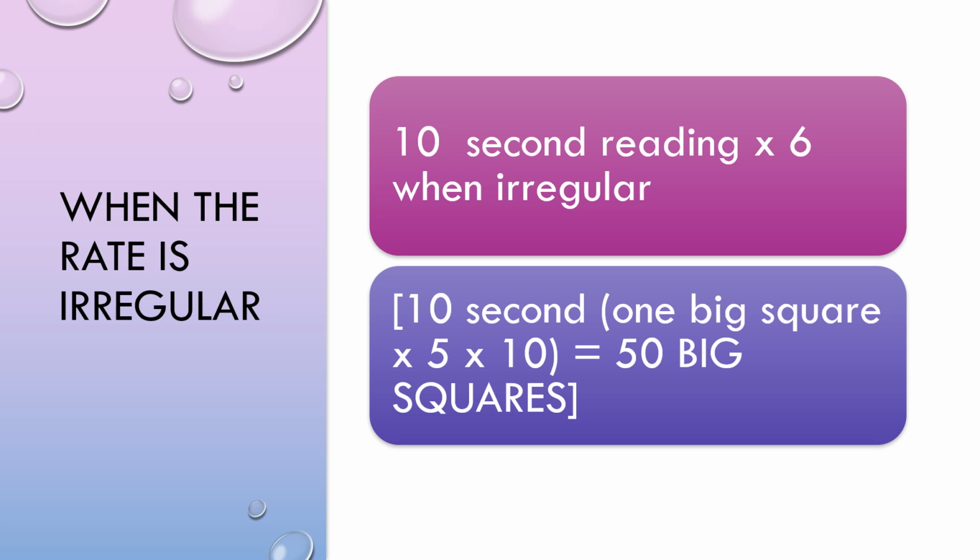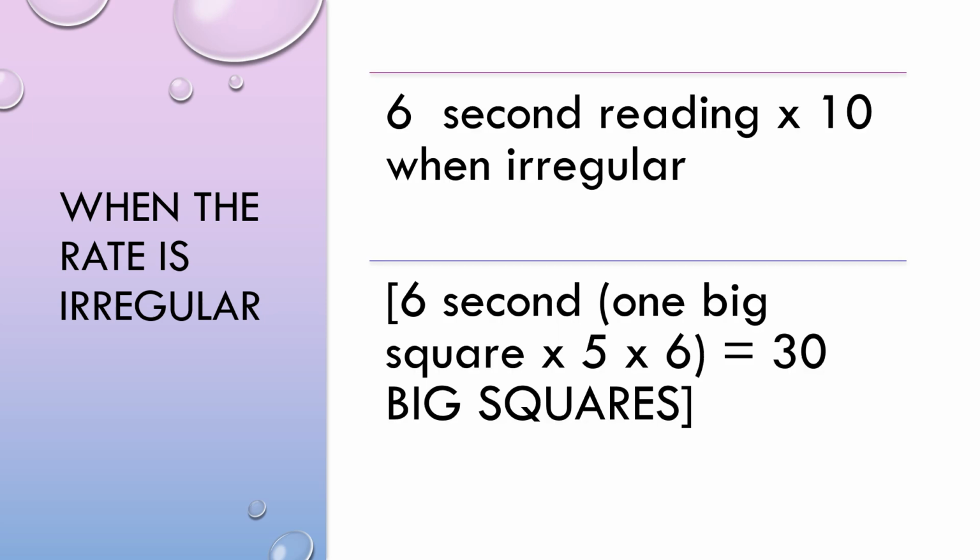In a 10-second reading, 1 big square represents 0.2 seconds because 1 small square is 0.04. That means we need to have 5 of those to have 1 second, and then multiply that by 10 to have 50 big squares. And usually you'd have 50 big squares in this 10-second reading. So that's how we came by that number, 10 times 6.